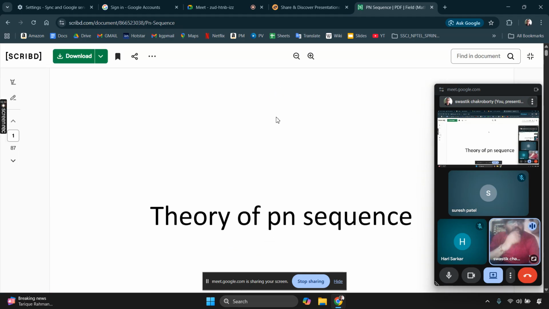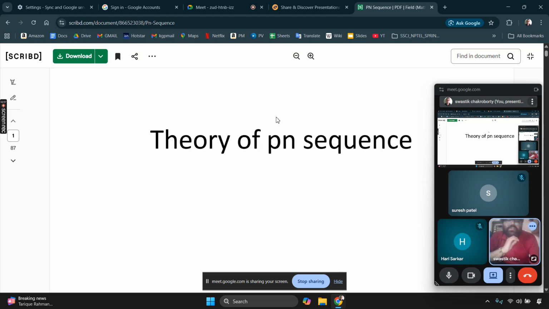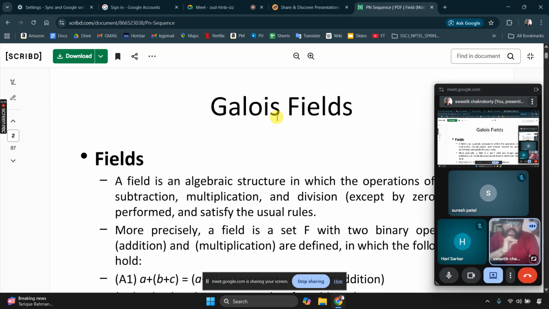Today our topic is the theory of PN sequences, and we will then learn about a few sequences which can be generated using the basic PN sequence, known as Gold sequences and Kasami sequences. So first we will go through the basic PN sequence.